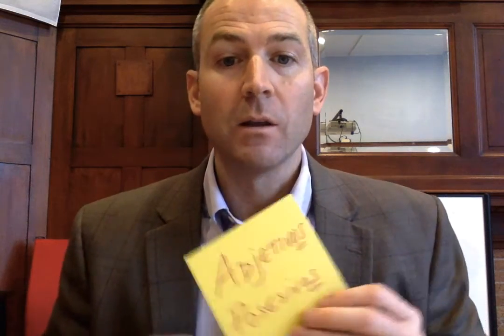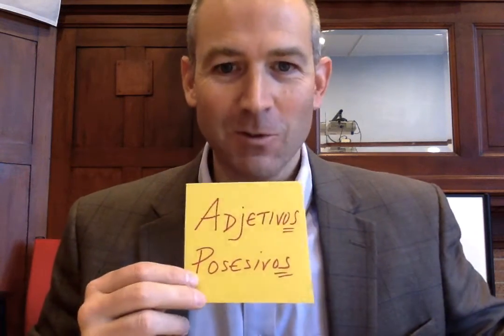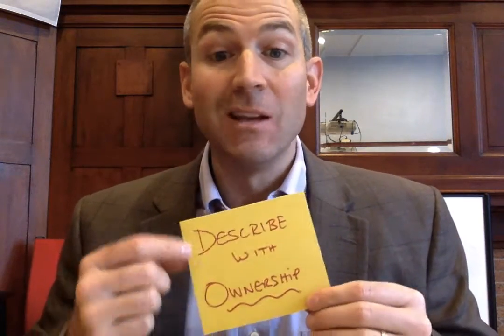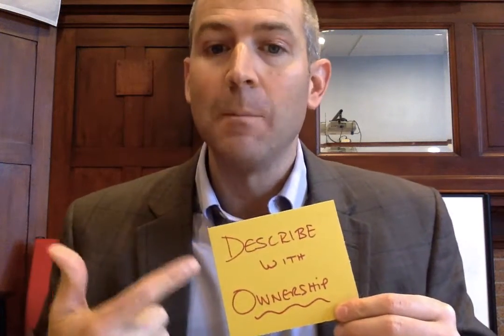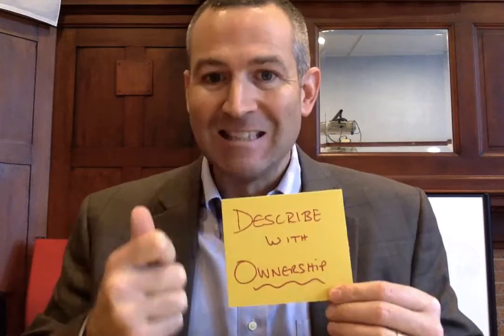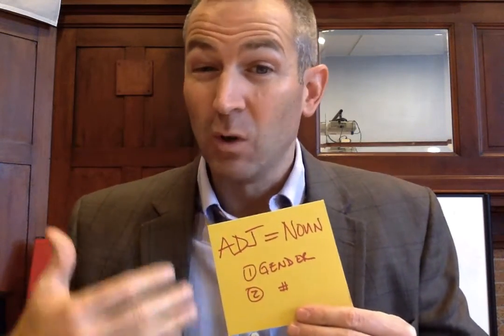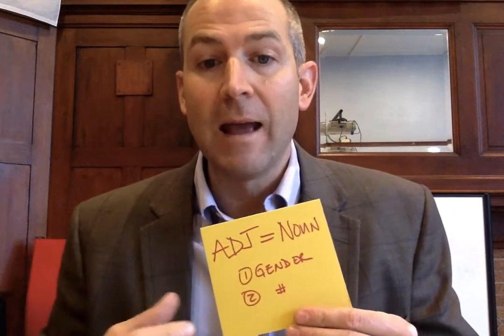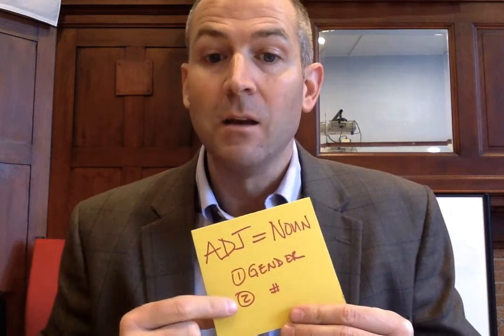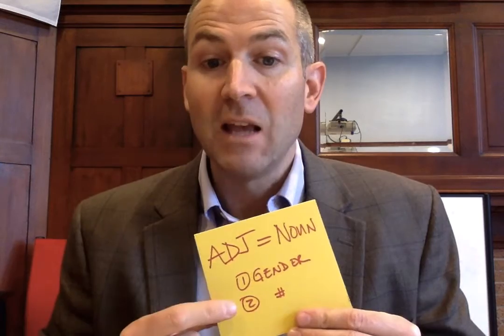Spanish 1. Today we are talking about adjetivos posesivos, right? These are adjectives that do what all adjectives do, right? They describe, but they describe with ownership, with possession. Now, as you know, adjectives have to work with their noun. They have to agree with their noun. They have to equal their noun in two ways, gender and number. Is it masculine? Is it feminine? Is it singular? Is it plural? And how do we make that match happen?